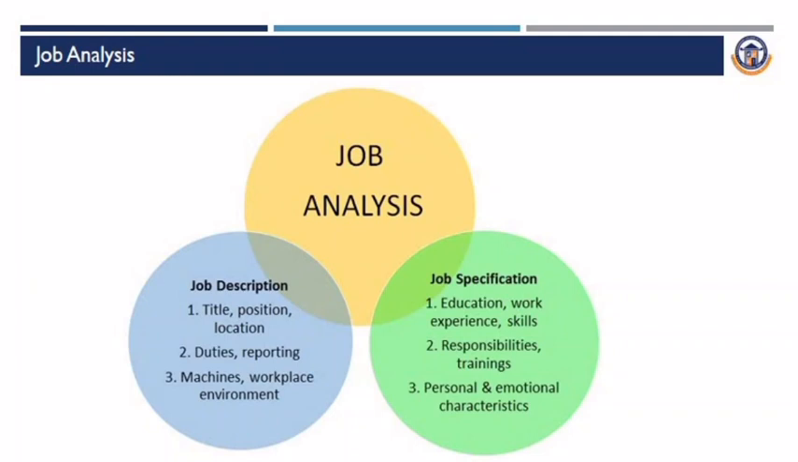Next is job specification. Job specification is about mentioning that the employee has to have specified skills or knowledge or education, or what kind of emotional or physical characteristics he or she should have. So specified people, for a specified environment, have to be taken for the right job. That is the process of job specification.